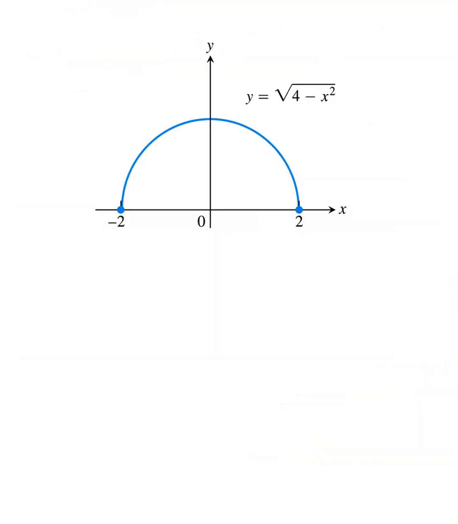Okay, how about this function? This is a semicircle, right? It's half a circle, and it's given to you by this equation, y equals square root of 4 minus x squared. Now, if you look at this, the domain is -2 to 2, included.